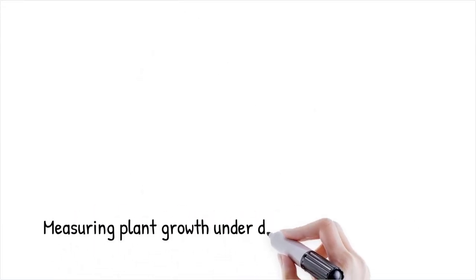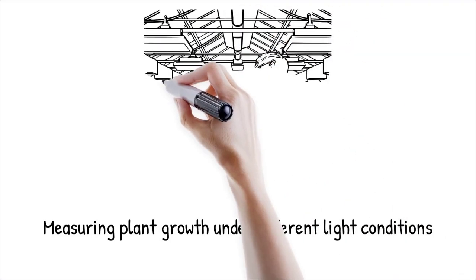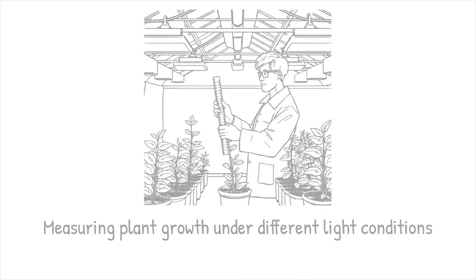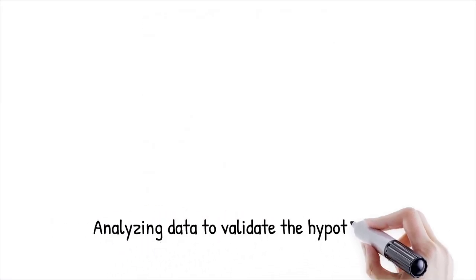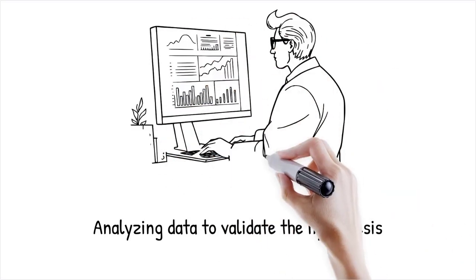A scientist measures the height of each plant over a series of days, recording the growth under various light conditions to create a reliable data set. It's like keeping a detailed journal of your cooking experiments, noting the exact amounts and cooking times to see how each variable affects the final taste.